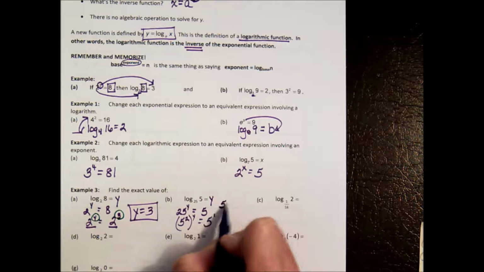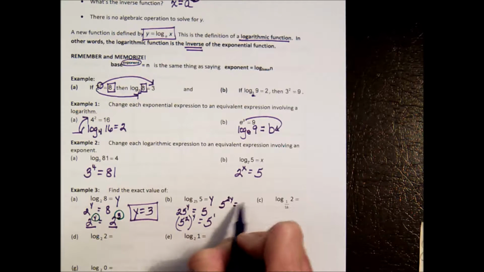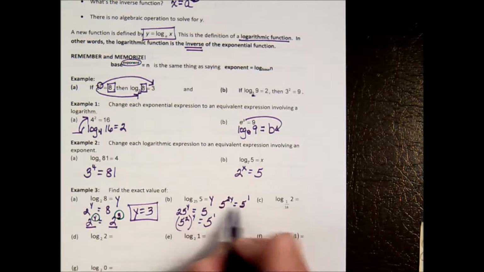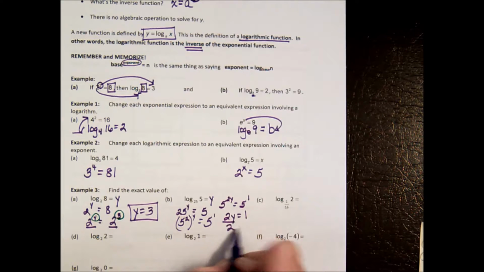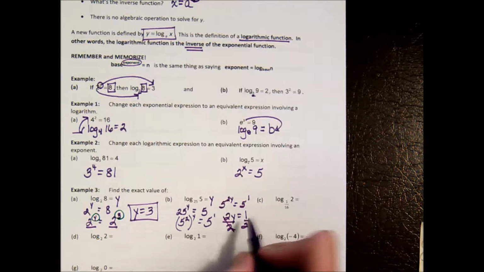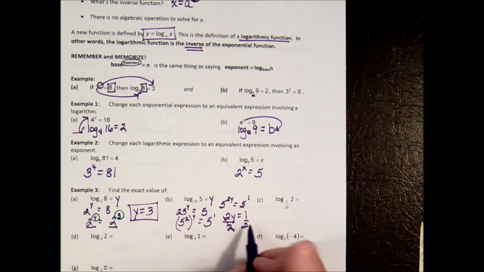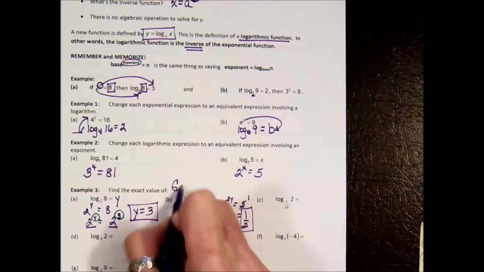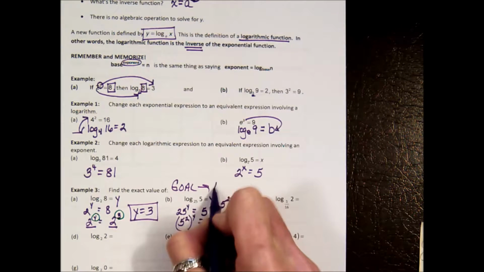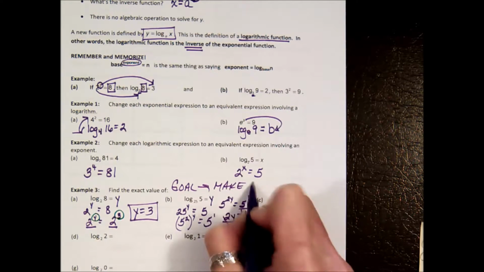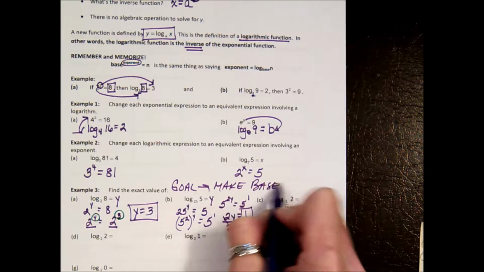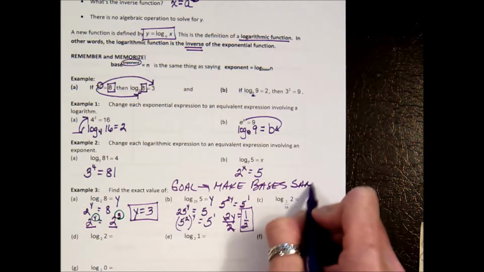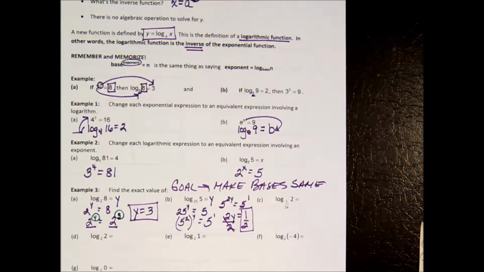We say 5 to the 2y is equal to 5 to the 1. The bases are the same, therefore 2y is equal to 1. I divide by 2, and we get y is equal to 1/2. These are a little tricky at first, but remember your goal. I'm going to write this down. The goal is to make the bases the same, because once those bases are the same, you can set the exponents equal to each other.